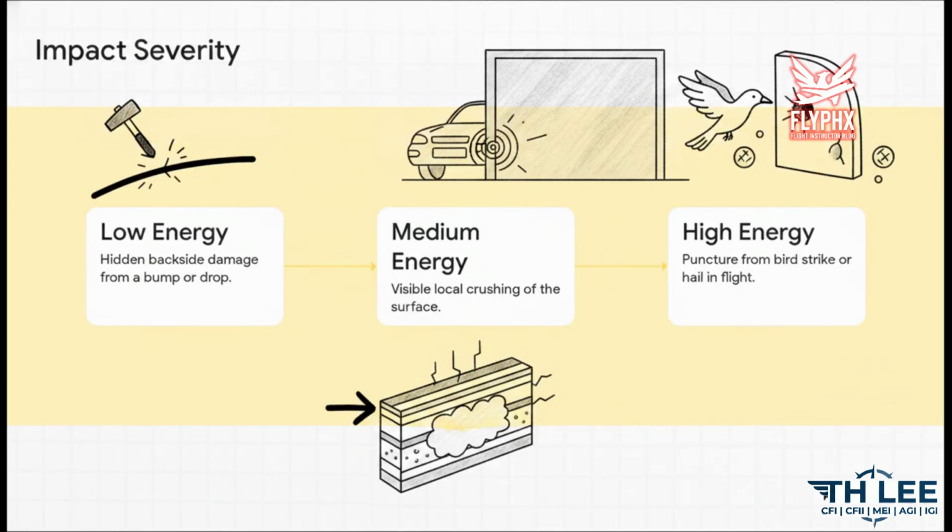Let's walk through the 3 distinct stages of impact severity. First, a low-energy impact, like accidentally dropping a wrench, leaves almost no visible sign on the surface, but damages the backside. A medium-energy impact, perhaps a tug or car bumping into a hangar door, results in local crushing of the surface that is visible and definitely requires repair. A high-energy impact, such as a bird strike or hitting hail in flight, results in a full puncture.